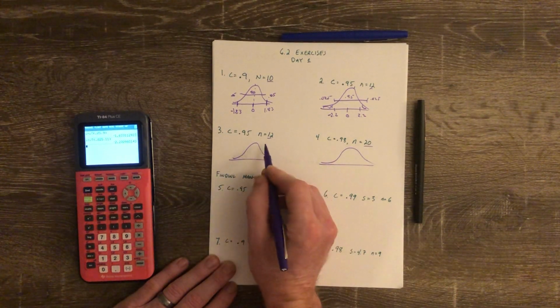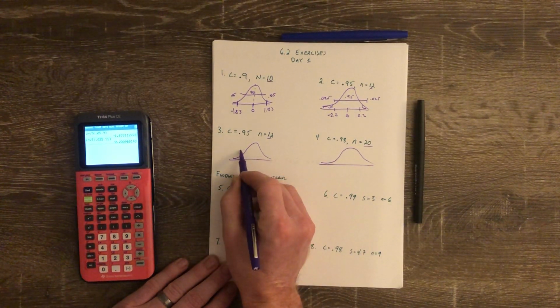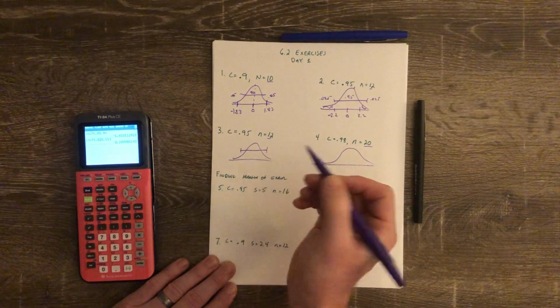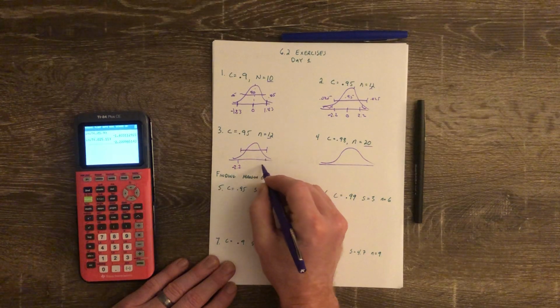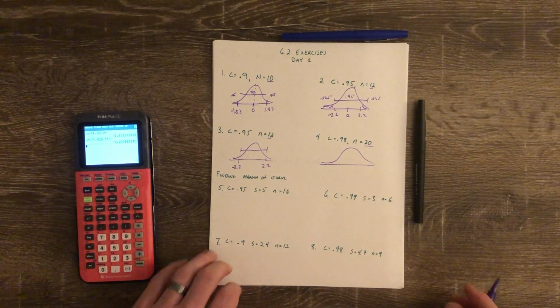This one is exactly the same. I don't know if I wrote that down wrong or what, but I'll just do it real quick for you. It's going to be exactly the same, negative 2.2 and positive 2.2. I probably wrote that one down wrong. That's okay.